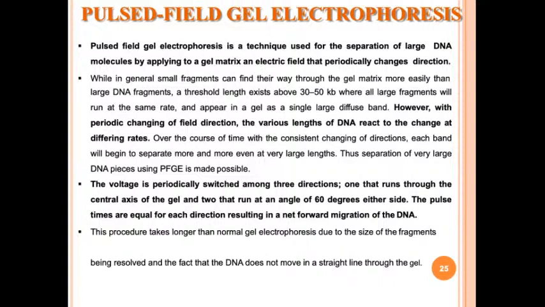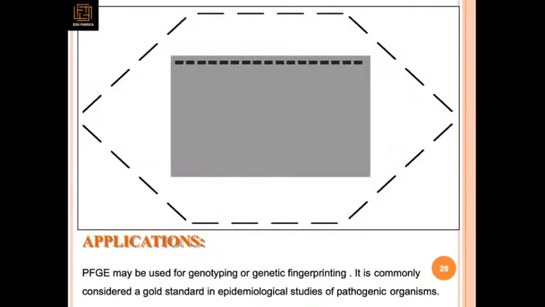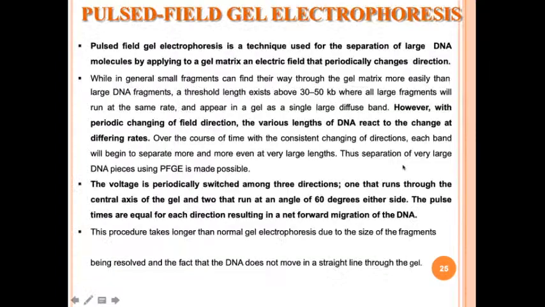So voltage is periodically switched, in this case among three directions. One runs along the central axis of the gel, and two run at 60 degrees on either side. So one is running at 90 degrees and the others at 60 degrees to the gel. The pulse times are equal for each direction, resulting in a net forward migration of DNA. So at the end, the DNA that you're running should move forward in a zigzag motion.